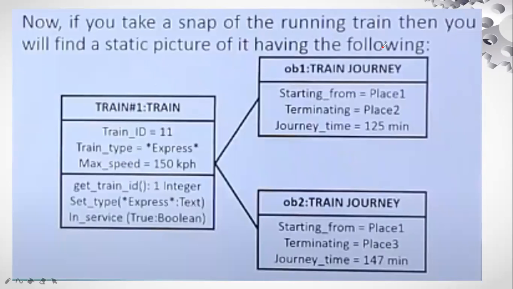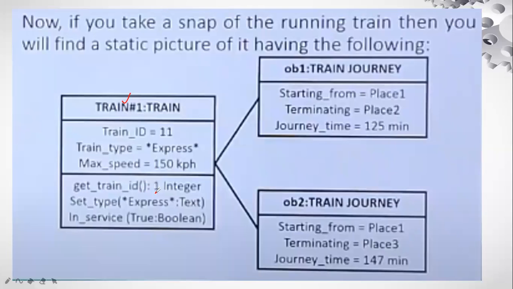We have captured a snapshot of the running train. Here, the running train, the train number 1, is the object. This particular train ID has value 11. Train type is express. The speed at this particular moment of this train is 150 km per hour.